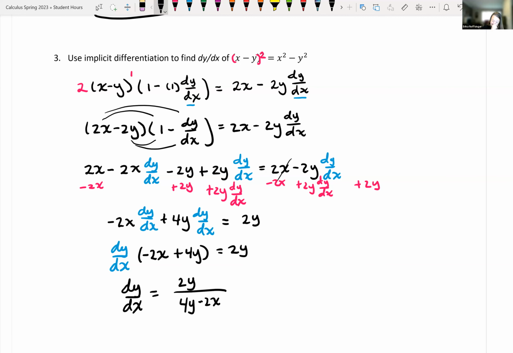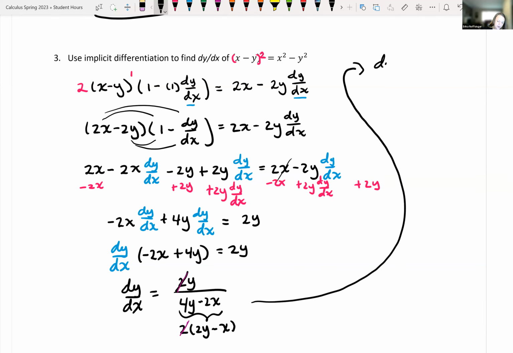I notice I could factor out a 2 in the denominator, so 2 times the quantity 2y minus x. And if I do that, then I can cancel out the 2 in the numerator and the 2 in the denominator. So our solution, we found that dy/dx is equal to y all over 2y minus x. So this problem also is worth 6 points.